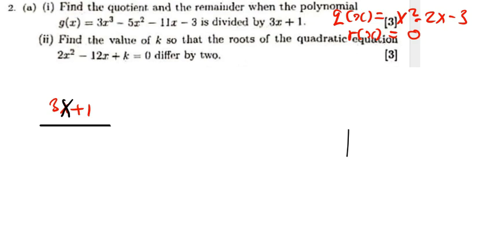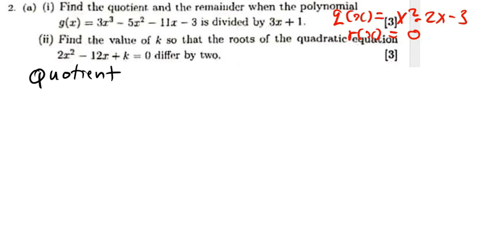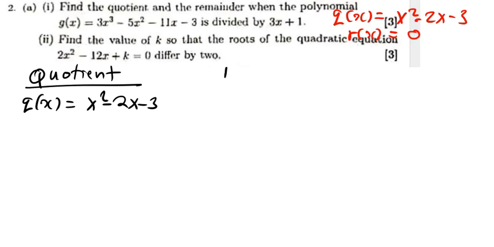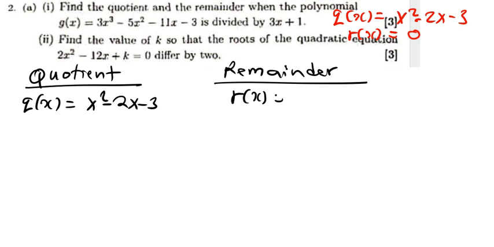How do you represent your answer? You do it like this. The best way is after doing that, you write the full word quotient and underline it, then you write q of x is equal to x squared minus 2x minus 3. Then you write the remainder like this. You underline it, you write r of x is equal to 0. So this is how we present the final answer.